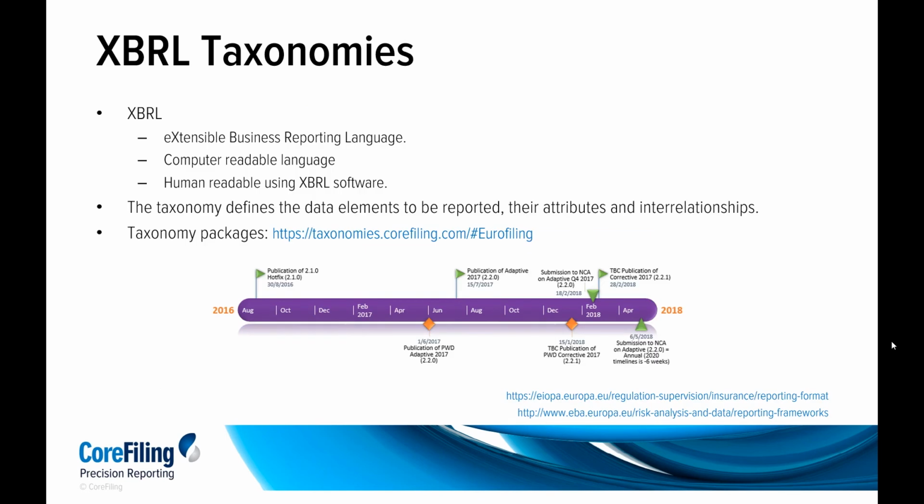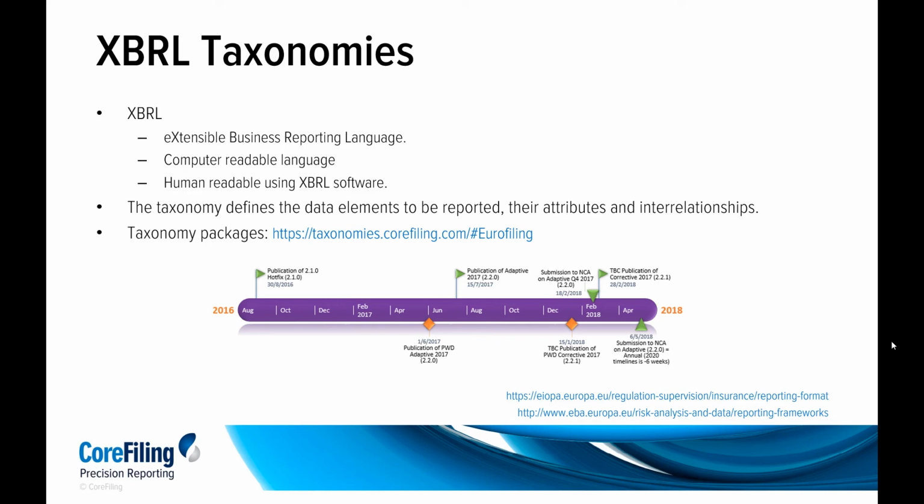Next, we're going to discuss the structure of the taxonomy, but I'll start off by saying a little bit more about XBRL. XBRL is a global standard for financial reporting. It's intended to encourage transparency and consistency. It's primarily computer readable. It's not intended for a human to look at or interpret directly.